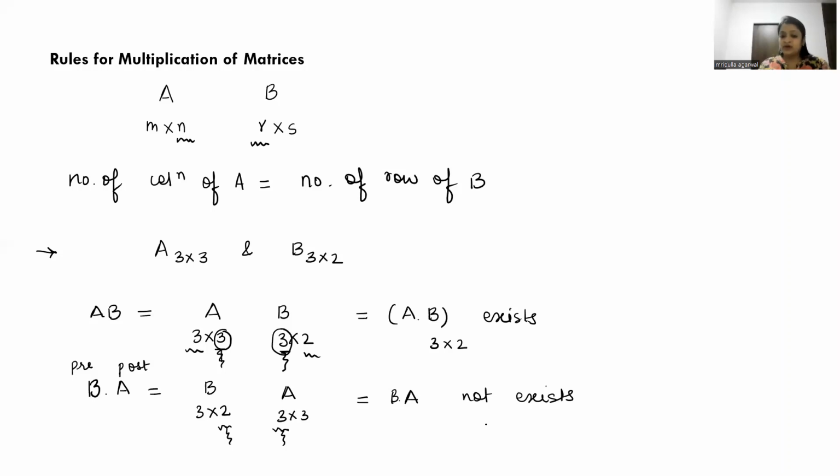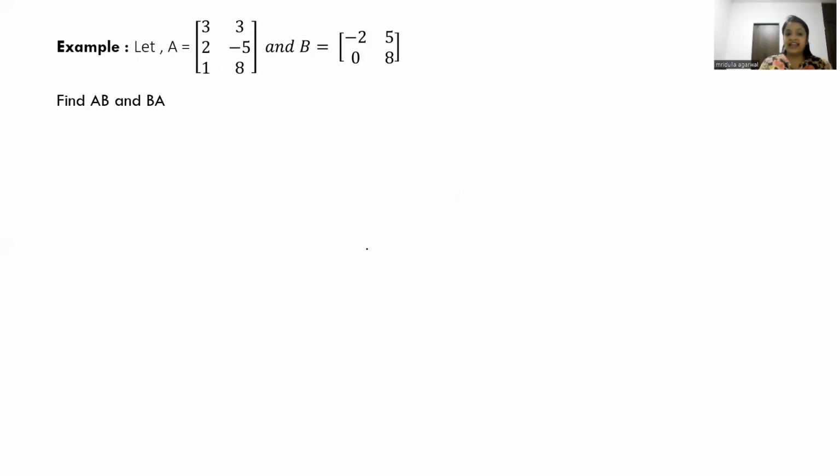I hope this was clear. So let us check an example. We have A. First, we'll check the dimension of A. How many rows do we have? 1, 2, 3. So we have 3 rows, and how many columns? 1, 2. So we have 2 columns. For B, how many rows do we have? 2. How many columns? 2. So the dimension of A is 3 cross 2 and for B, it is 2 cross 2.